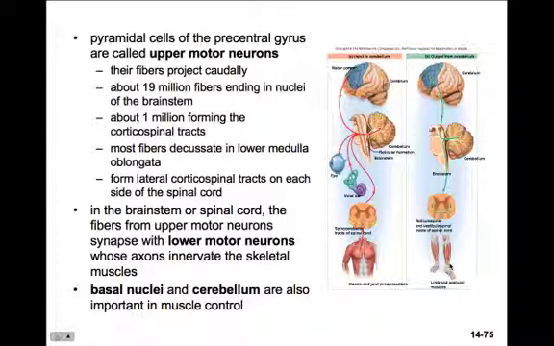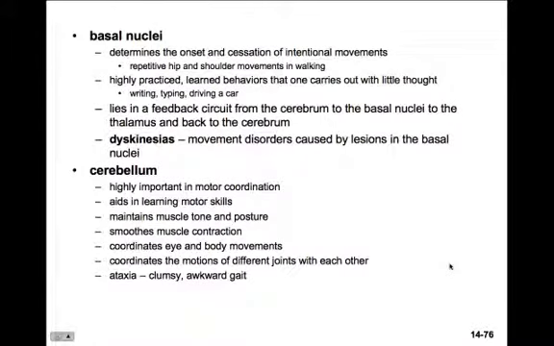The basal nuclei and the cerebellum are also important to muscle control. The basal nuclei determine the onset and cessation of intentional movements. Repetitive hip and shoulder movements in walking are examples of this. These are highly practiced, learned behaviors that one carries out with very little thought, like writing, typing, driving a car. Once we're used to the behavior, we don't think about each and every step. There is a feedback circuit between the cerebrum and the basal nuclei and to the thalamus and back to the cerebrum. Movement disorders caused by lesions in the basal nuclei are called dyskinesias.